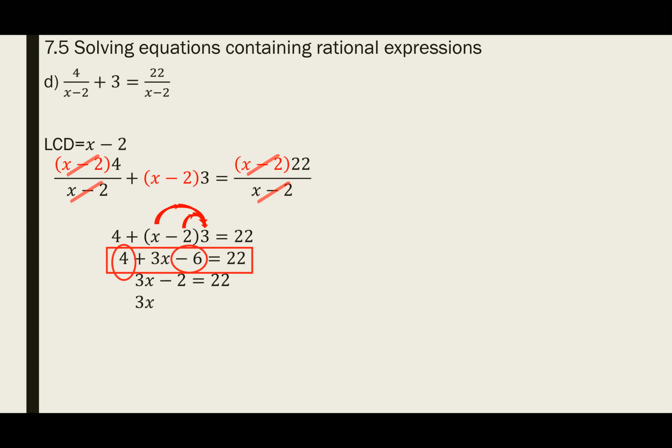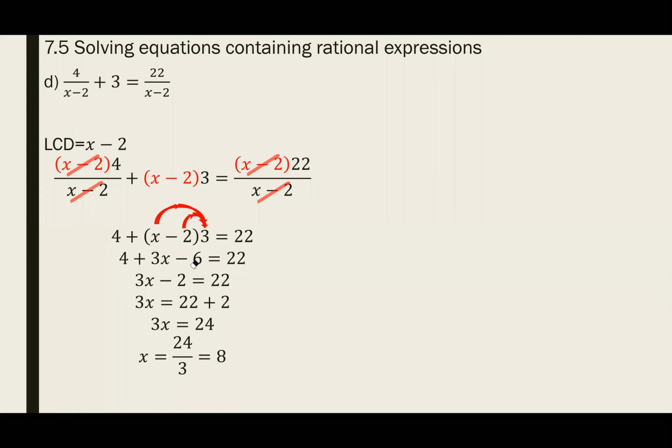How do I move the 2 to the other side? Well, I need to add 2 to the other side to give me 22 plus 2. Therefore, 22 plus 2 is 24. How do I get rid of the 3? I need to divide. And if I divide, I have 24 divided by 3 to give me 8. And that is my answer. The answer I'm looking for is x is equal to 8.